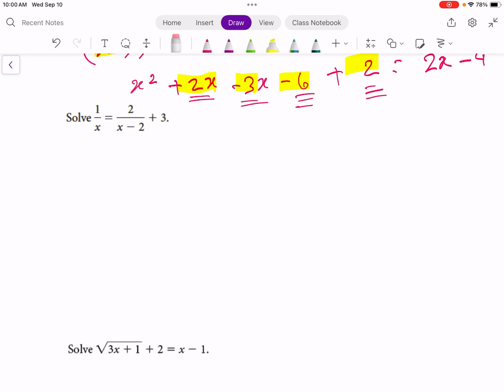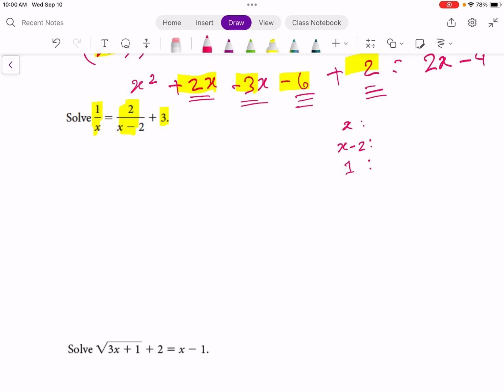Okay, and whenever we are solving a rational equation, what is our first step? We find the common denominator. So we have three expressions. This is one expression, this is second, and we have the third expression. Now let's make a list of each denominator. So the first denominator is x, the next denominator is x minus 2. And what is the third denominator? 1. Okay, so we have 1.